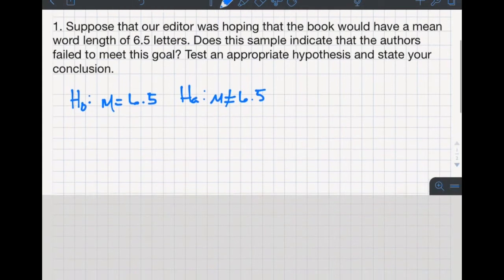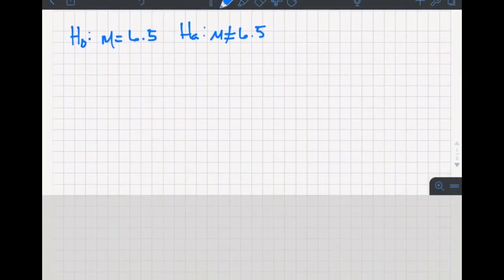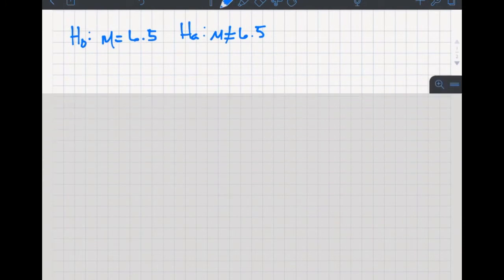So to start with, we set up a null and alternative hypothesis, and now we're going to check our assumptions. The first part is randomness, and randomness basically says that we have a random selection of words. In this case, they don't really tell us that it's random or not. We have to make our own common sense judgment on this call. Random selection.